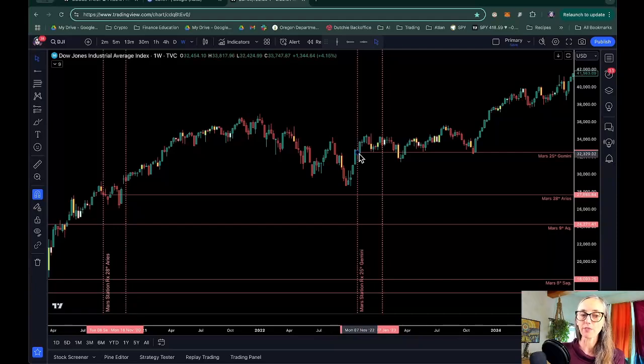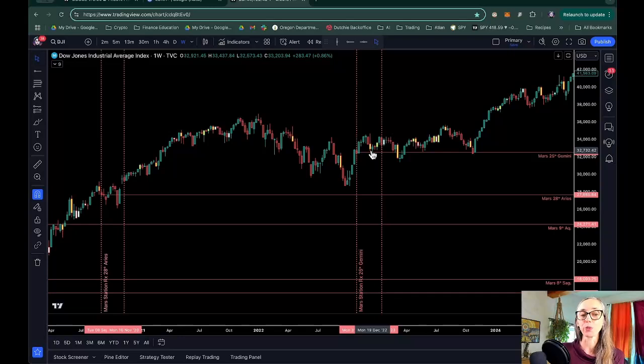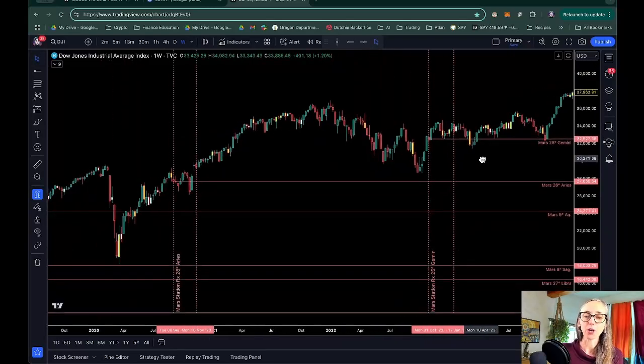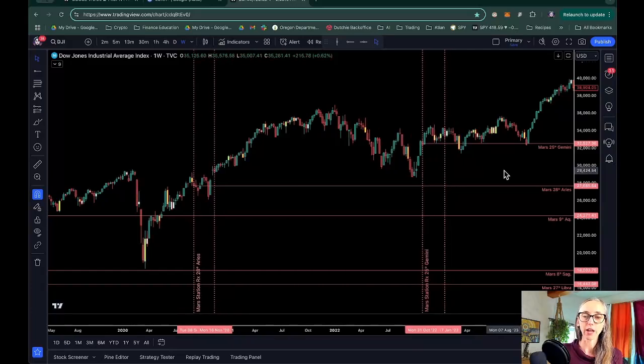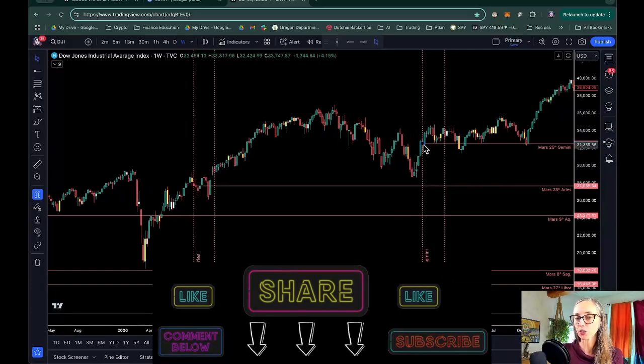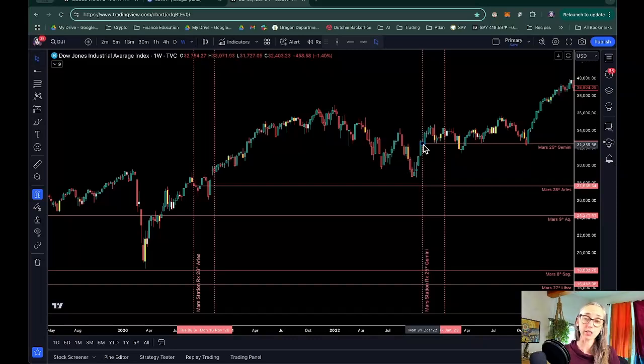Oftentimes this price level will act as support or resistance. But also we can look for patterns of when price will return to that price level. So I did apply the Mars retrograde periods to the Dow Jones Industrial Average chart back to 2012, and I found a very reliable pattern. Price tends to return to the same level that it was at on the day or week that Mars stationed retrograde at least once and sometimes many times during the Mars retrograde period.